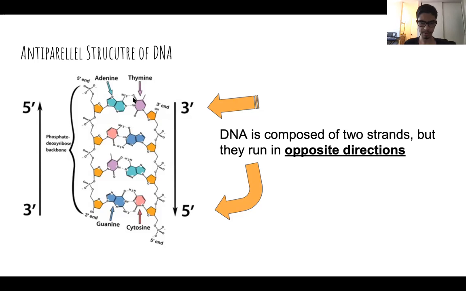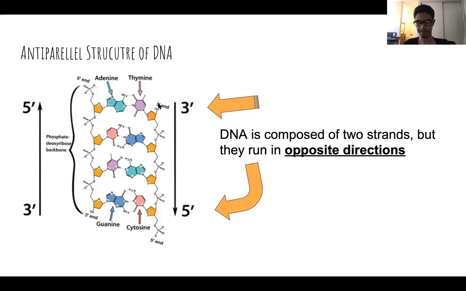But how do you know whether one side is a 5', one side is a 3'? If you see here on the left, there is a 5' end label where there's a phosphate group. If there's a terminal phosphate group, that's called a 5' end. That's how we can distinguish between whether one side is 5' or whether one side is 3'.